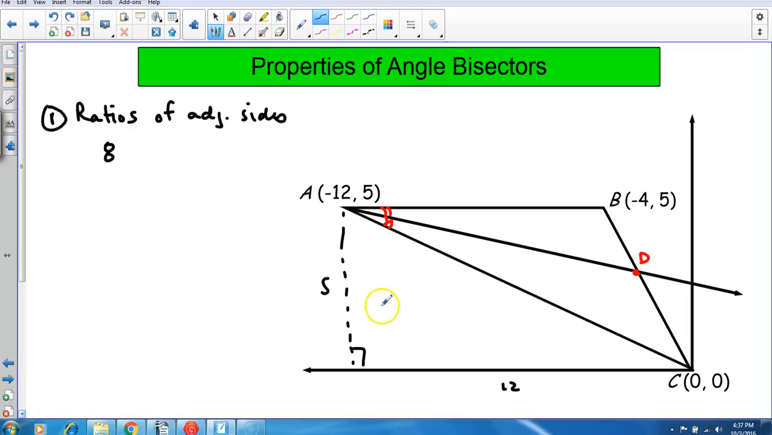So when we go to find the length of AC, we know it's going to be equal to the square root of 12 squared plus 5 squared, and AC is going to equal 144 plus 25 is 169. That's 13. So nice easy number. So again, the ratio is 8 to 13.